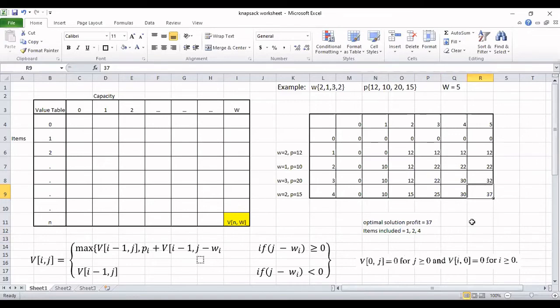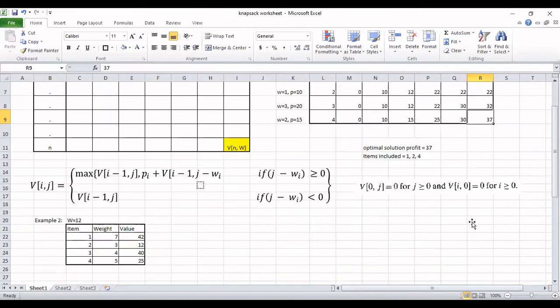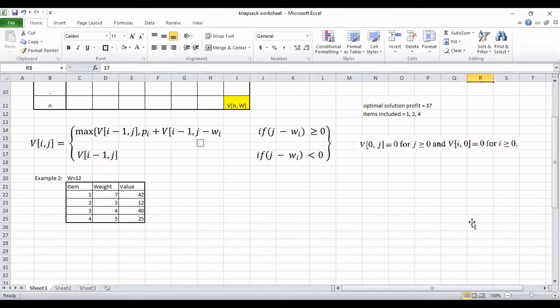Can we try one more example? Yes, sir. Here you can see example 2. Can you see this? Can you try this? How many items do we have? 4 items. And the capacity of the knapsack? 7. The capacity of the knapsack is 7. What is W here?